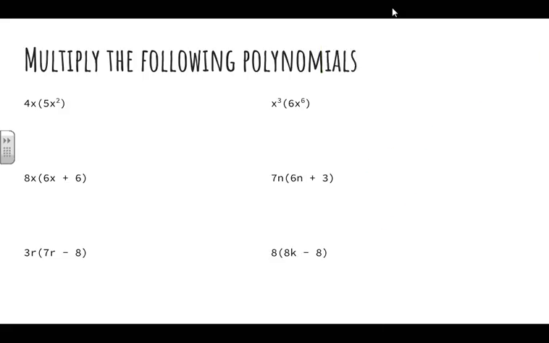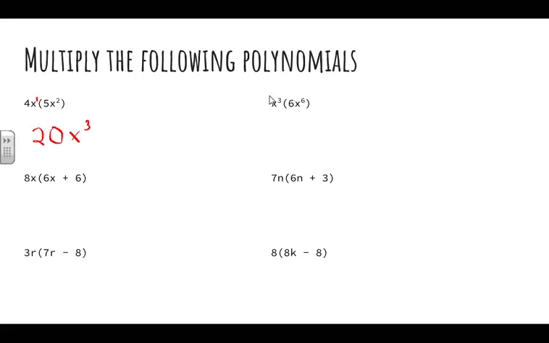Now, I'm not going to write out all the same steps that I wrote out before. Just remember, we're multiplying our coefficients and adding our exponents. So 4x times 5x squared, 4 times 5 is 20. x to the first, remember that that's a 1 right there. x to the first times x squared is going to be x to the third because you add 1 and 2.